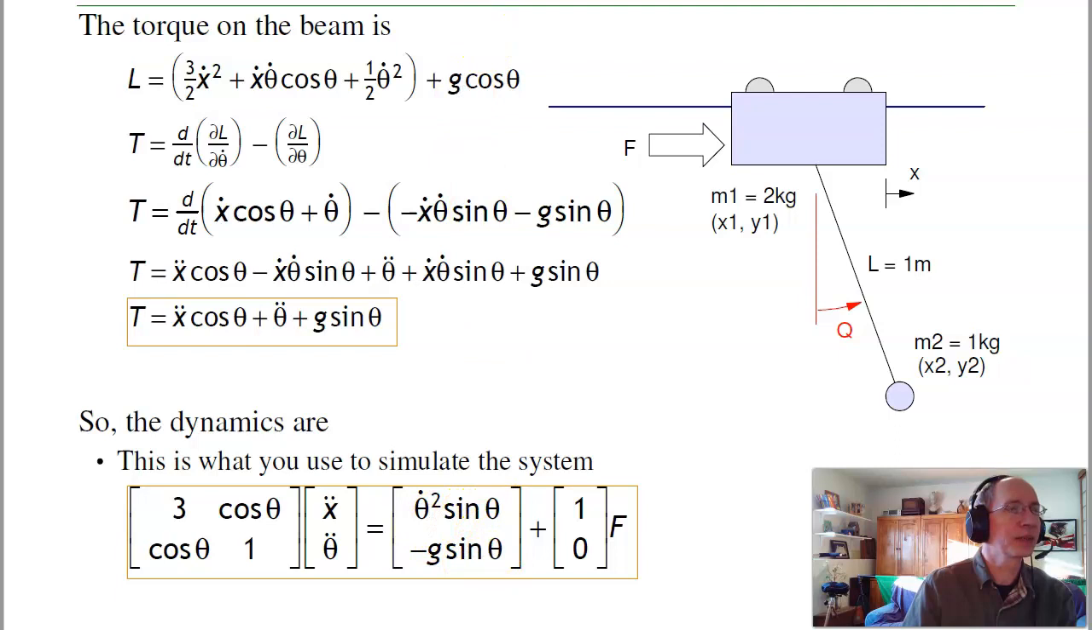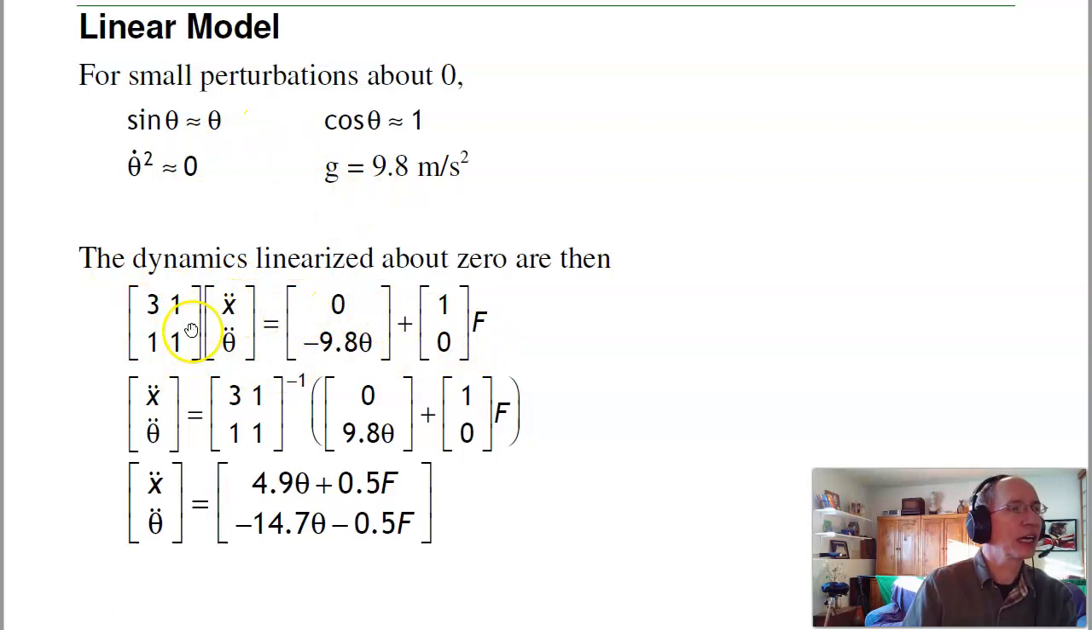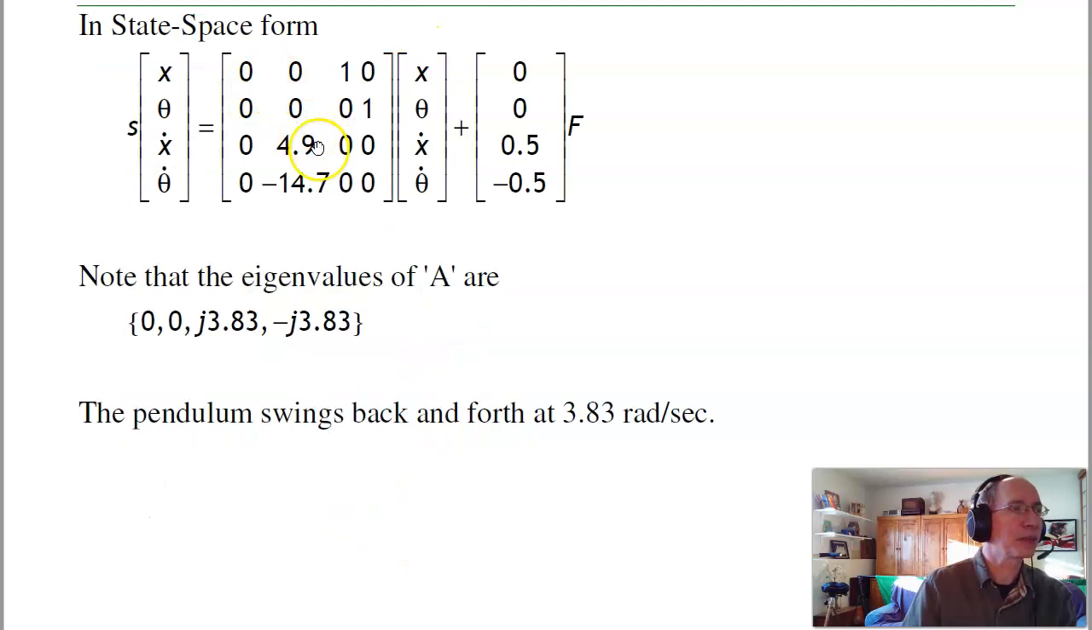I get this for the model. I can now invert the mass matrix and wind up with x double prime, theta double prime as a function of theta and F. That I can put in state space form. In state space form, it looks like the following. X double prime is 4.9 times theta. Theta double prime is minus 14.7 times theta, plus 0.5 minus 0.5 times F.